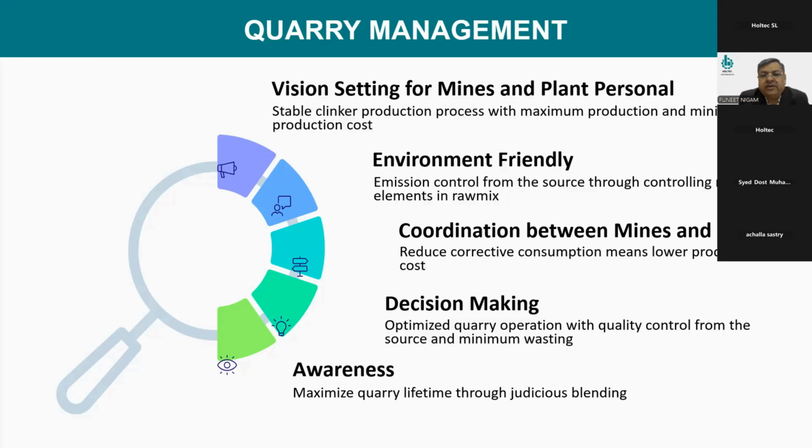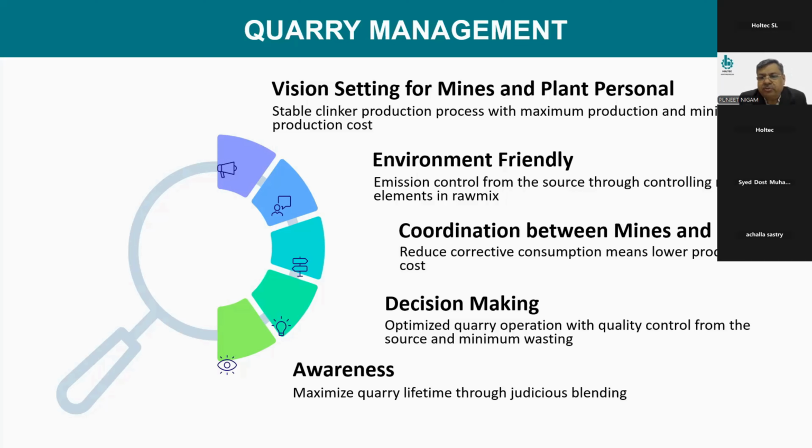Like that, we have alkalis, chlorides, and sulfur. So these issues we can control, that is, how much we can reduce the emissions. If it can be reduced or blended, then it will be helpful from the environmental point of view.